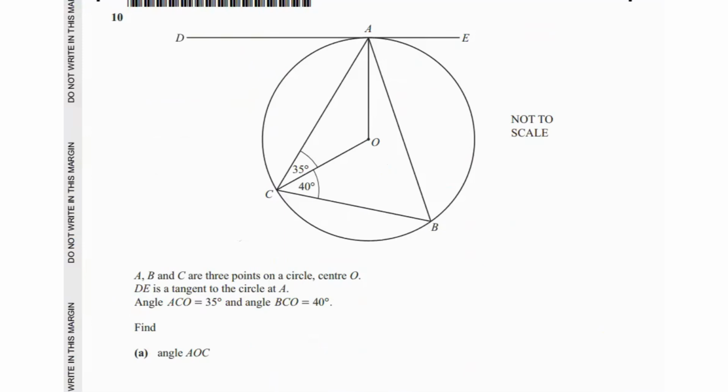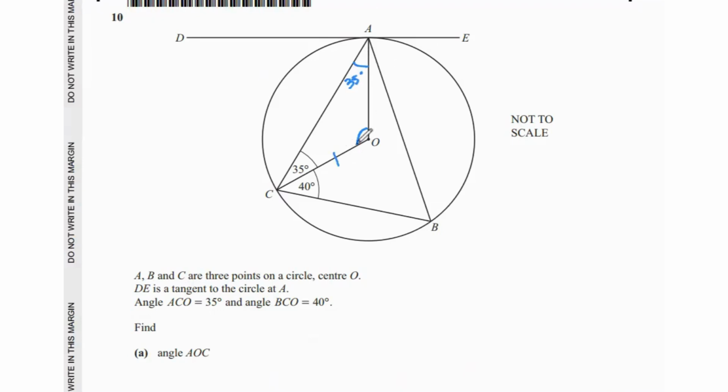Then the next question says A, B, and C are 3 points on a circle with center O. DE is a tangent to the circle at A. Angle ACO equals 35 and angle BCO equals 40 degrees. Find angle AOC. AOC is this one. So if this is 35, this would also be 35.